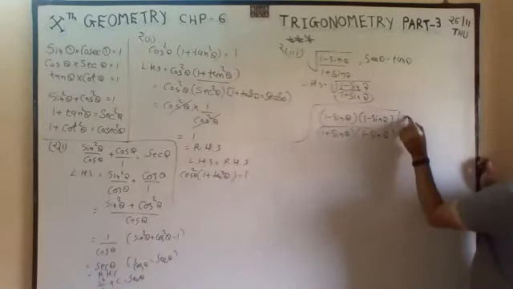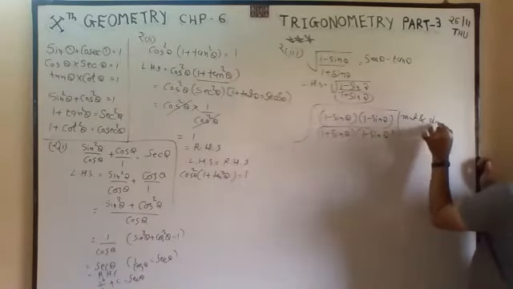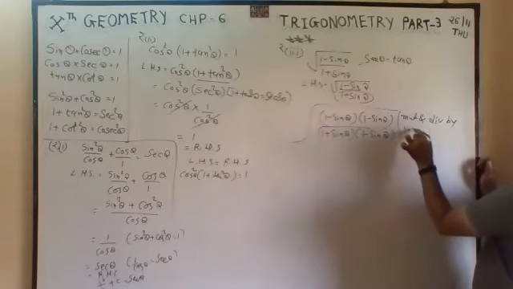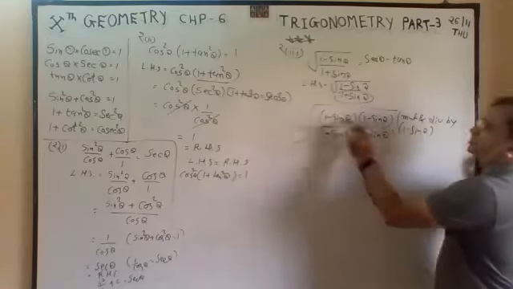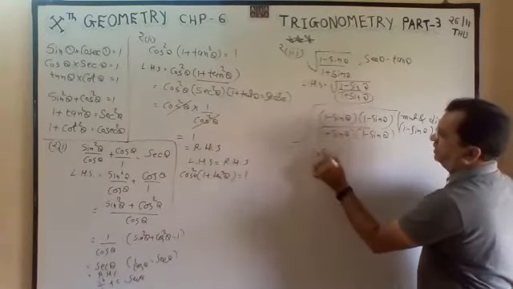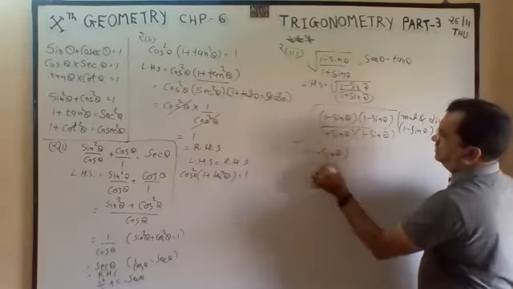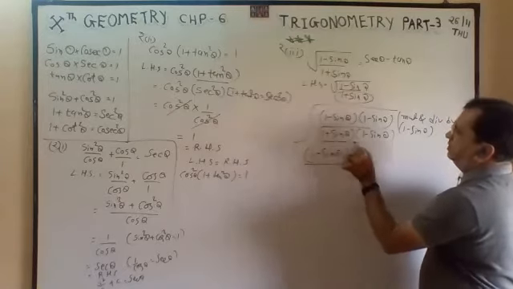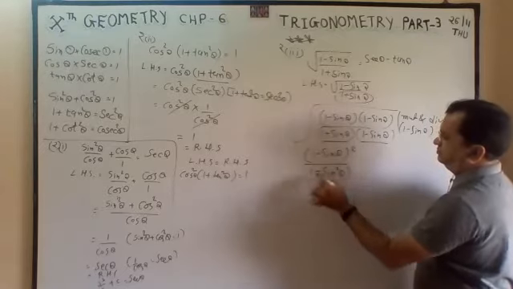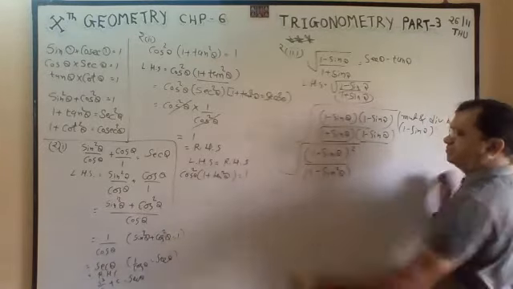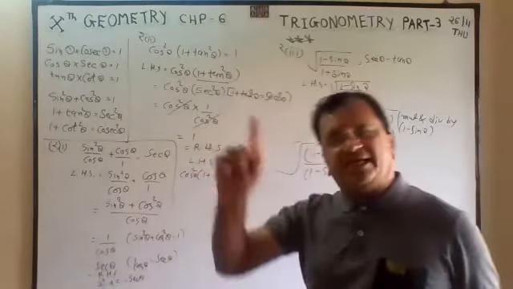Multiply and divide by 1 minus sine theta. What you are doing, only that you have to write. Same bracket, so 1 minus sine theta square. So 1 minus sine square theta. Bracket into bracket, bracket square.